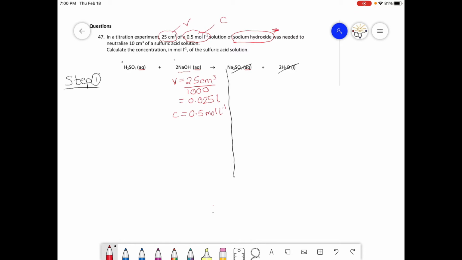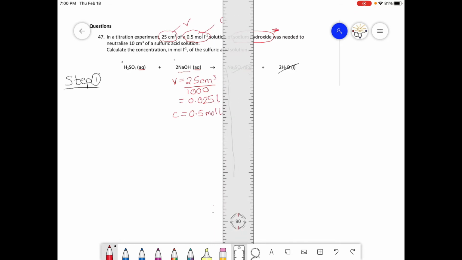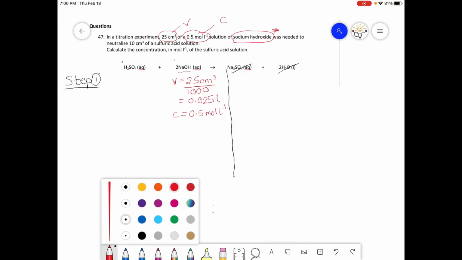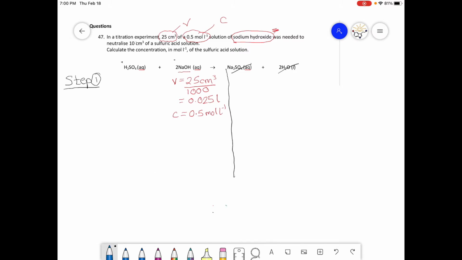It was needed to neutralise 10 cubic centimetres of sulphuric acid. So again, that's a volume. We look at the units. Sulphuric acid. Sulphuric acid in my balanced equation is here. We need to recognise that sulphuric acid is H2SO4. Calculate the concentration of the sulphuric acid solution.